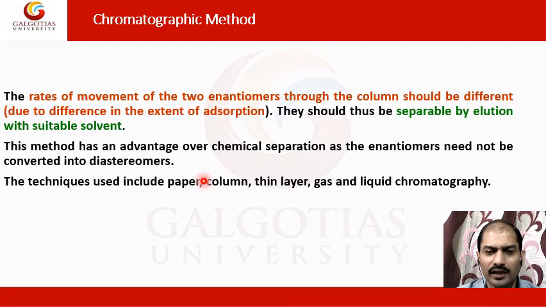That is a column of 30-meter length, or even more than 45 meters, because it is in coiled form in high performance liquid chromatography and other chromatographic techniques. The techniques include paper, column, thin layer, as I said, and liquid chromatography like high performance liquid chromatography. Gas chromatography can also be used for the separation of such enantiomers. Solvent selection is very important here, so you have to keep in mind what kind of conditions are required for these kinds of separation.